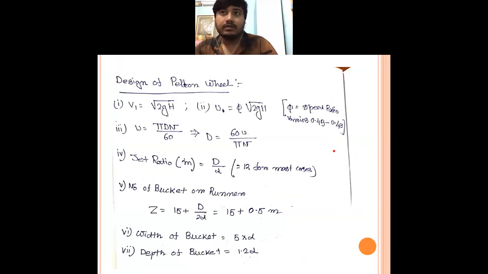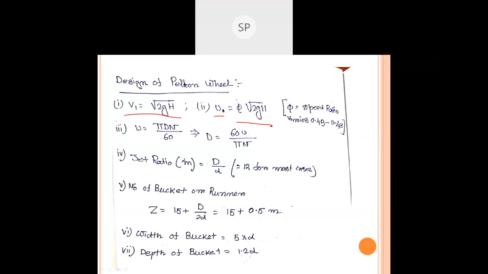Next, let us move on to the design of Pelton wheel. So we have to do the design of Pelton wheel. Already I have told that v1 is equal to root 2 gh and u is the speed ratio. Then small u is equal to 5 into root 2 gh.